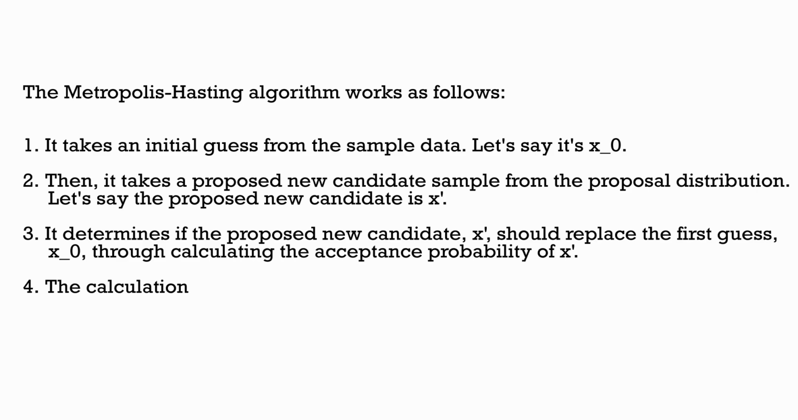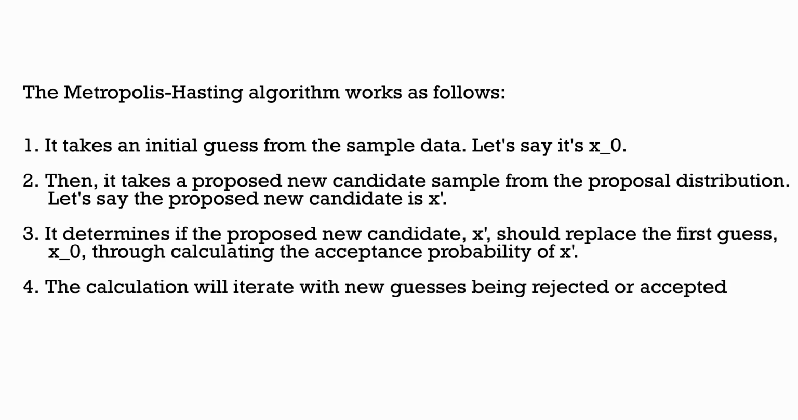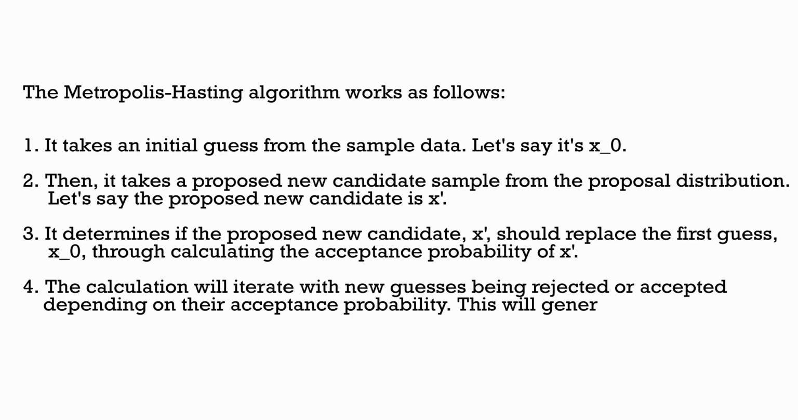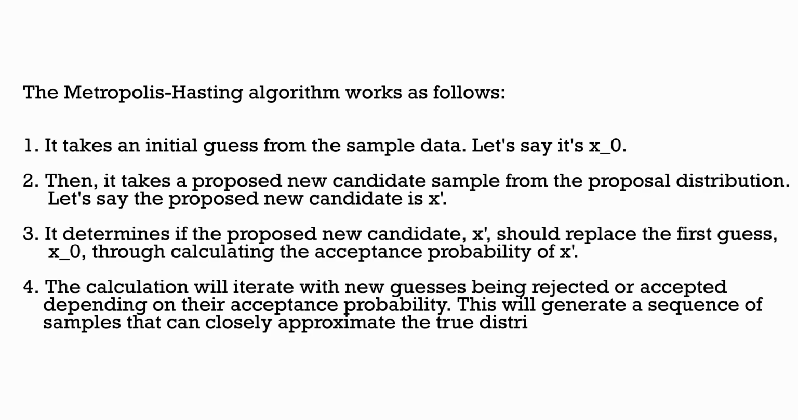Then, the calculation will iterate with new guesses being rejected or accepted depending on their acceptance probability. This will generate a sequence of samples that can closely approximate the true distribution of the data. We will delve more and apply the code for the Metropolis Hastings algorithm in the following video.